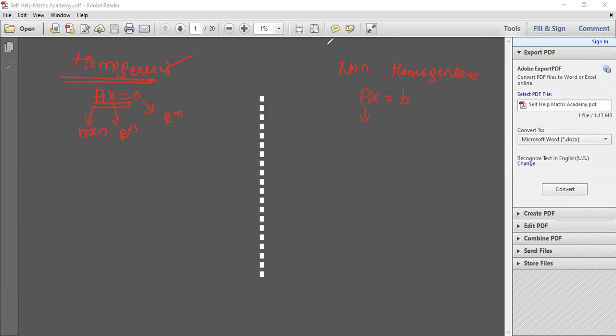Today's discussion is based on the types of a linear system, depending on the solution. Depending on the solution, we have two types: consistent system and inconsistent system. So what do we mean by a consistent system?